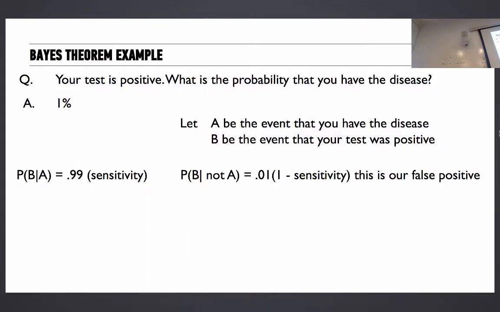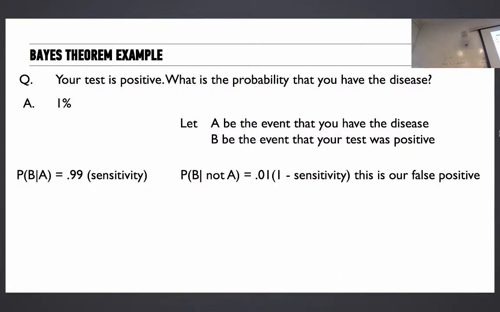I make a big deal out of this for a reason. That's sensitivity, probability. That's not what I want. I want the probability of having the disease given that the test was positive. That's what I want. But using Bayes' theorem, I can find it. Because that's the point of Bayes' theorem: I can find one conditional probability from its converse. This is what I want.